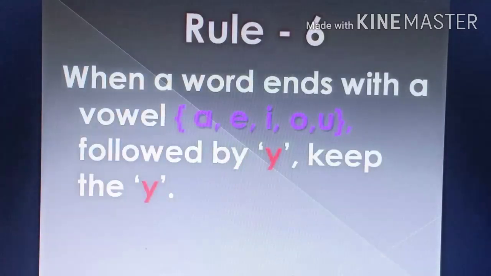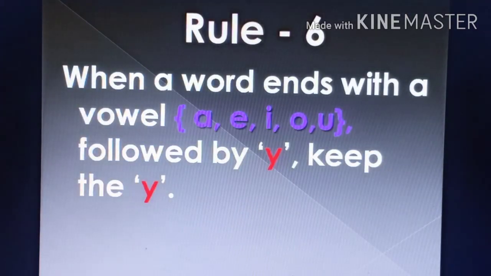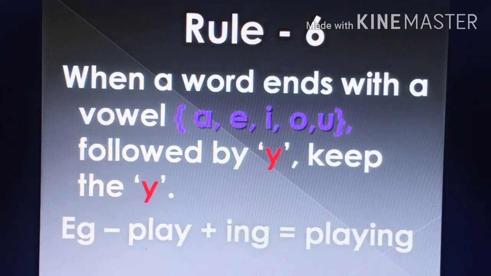Now finally, let's move on to the last rule. Rule number 6. Whenever a word ends with a vowel, and we all know the vowels, A, E, I, O, U, followed by Y, we are going to keep that Y. We will not let this Y disappear. Look at the example. Play. There is a vowel which is being followed by Y. So we are going to keep this Y when we add a vowel suffix to that, and you can see the word that we have created, playing. Y is there. So these were the 6 rules that are very, very important while you make amendments to the base word while adding a suffix.